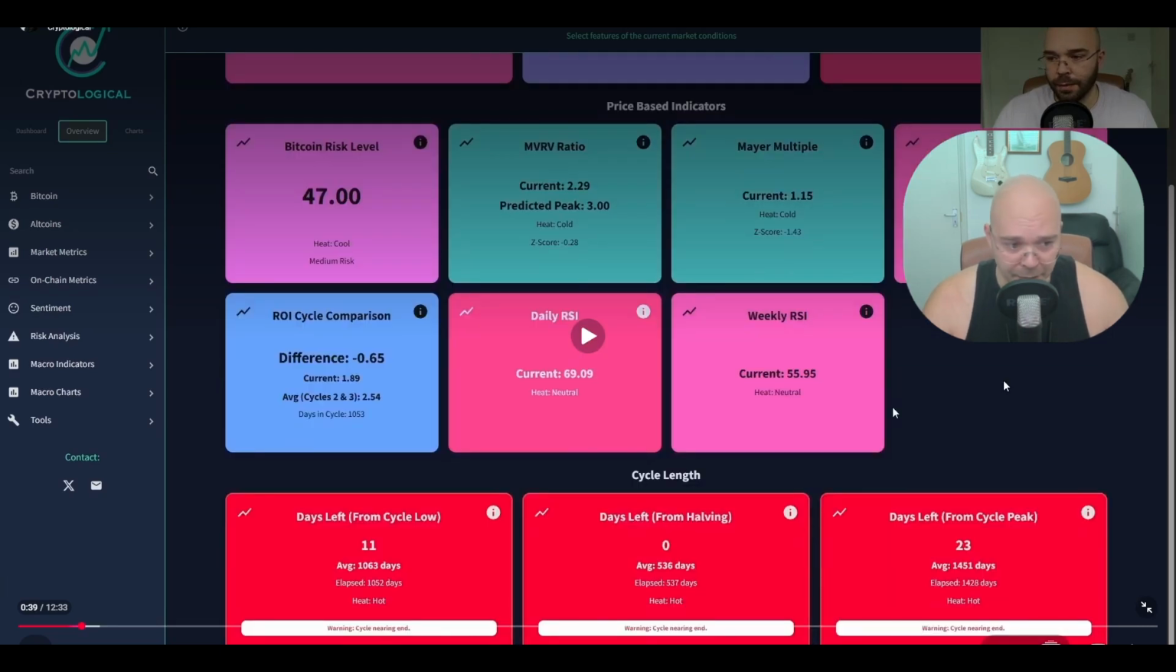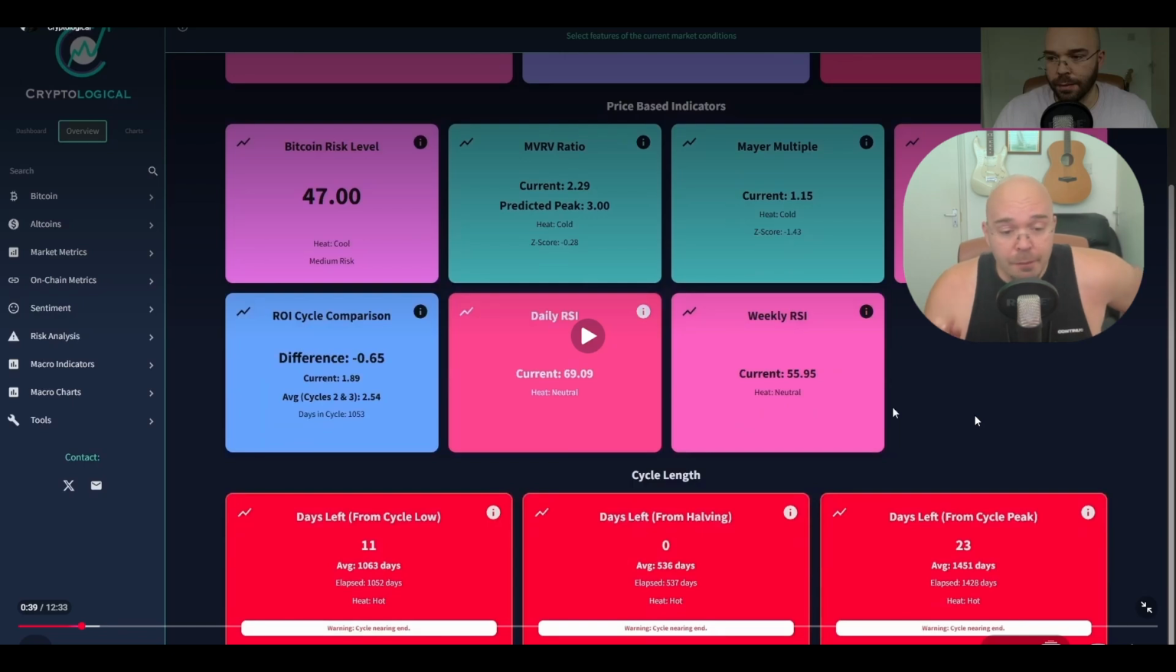If we scroll down to the cycle length indicators, you can see that the days left from halving indicator is showing 0. It's just time elapsed. It's gone. 0. Warning, cycle nearing end at the bottom. I put that because it looks scary. It's trying to make you think maybe I shouldn't be piling more money into the market right now.